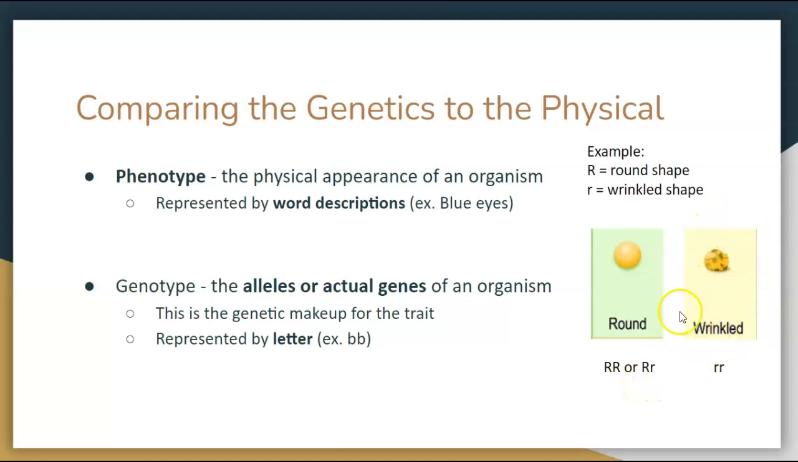And then for our wrinkled seed, wrinkled is our phenotype, meaning that's the physical trait. You can see that here, it's wrinkled. And our genotype is homozygous recessive, meaning two lowercase letters.